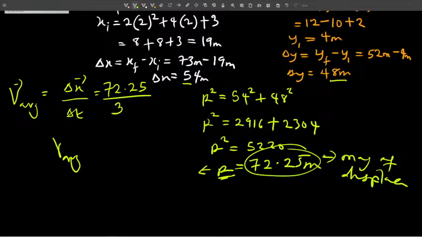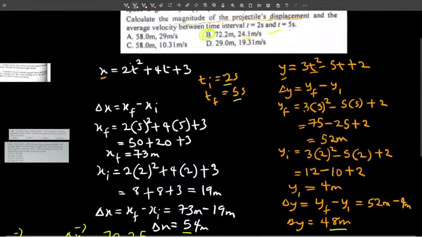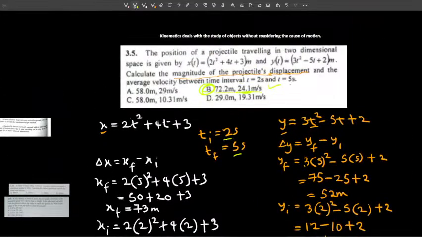So the V average, as average velocity, will be equal to this divided by 3. That will be 24.1. Let's see that's correct. Yeah, yes, that is very, very correct. So that is the answer to that question.